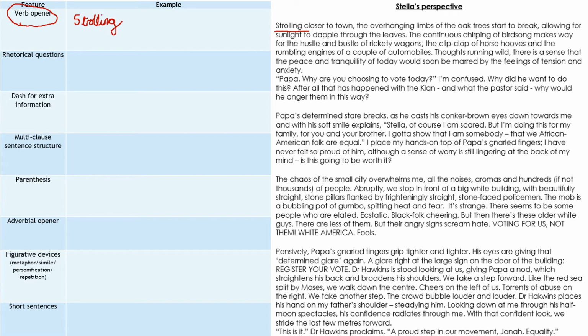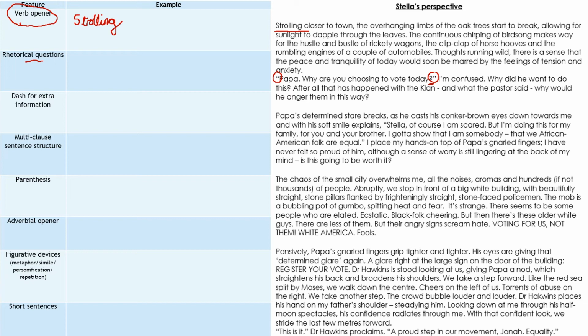Okay. Now I'm going to have a look further down and think, is there anything else that I can find in terms of a rhetorical question? In other words, a question that doesn't need an answer. And I'm coming through the text and I can see a question mark there. I'm having a look at the sentence it's in and it says, "Papa, why are you choosing to vote today?" And it's clearly outlined with speech marks, inverted commas. So Stella is talking there.